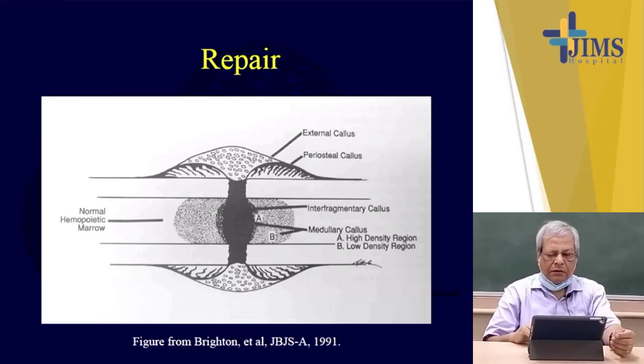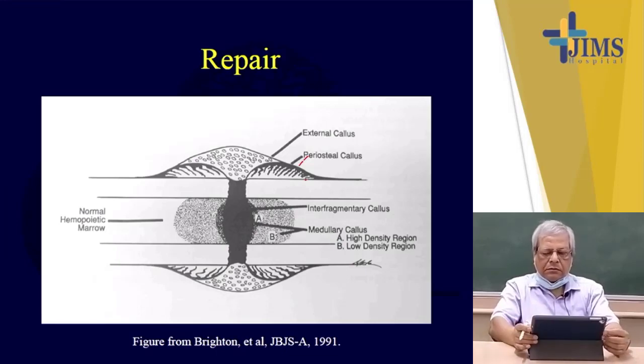This is the repair. So these are the bone ends. These bone ends, this 2 millimeter on either side gets necrosed. They have to be removed by osteoclast and the cutting cone, then the osteoblasts come and form bone. This is the periosteal callus. This is the external callus. This is an interfragmentary callus, that is, which lies inside the medullary canal, and it's a medullary callus. These are the steps of repair when the fracture is conservatively treated.